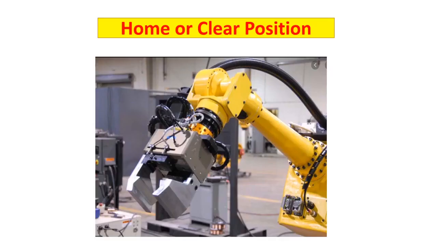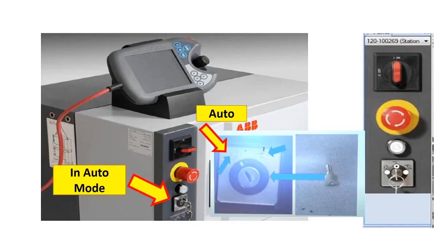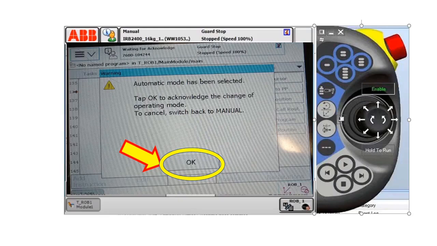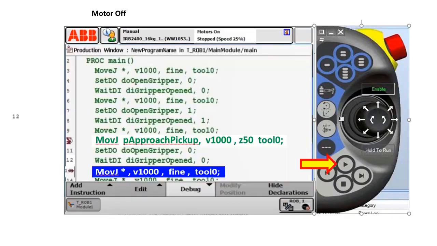After you move the robot to home or a clear position, switch the key back to auto mode. Tap the key to acknowledge that you are in auto mode, and then press play. That's it, guys.